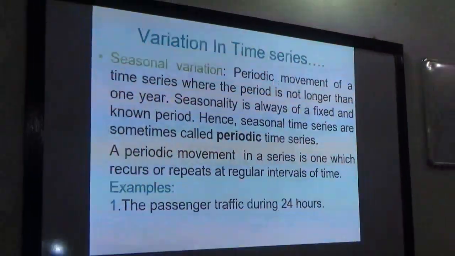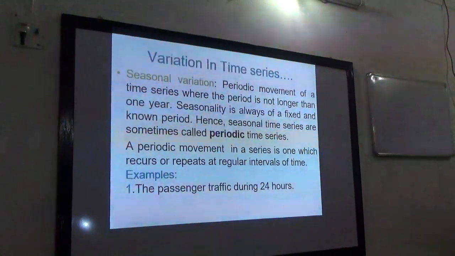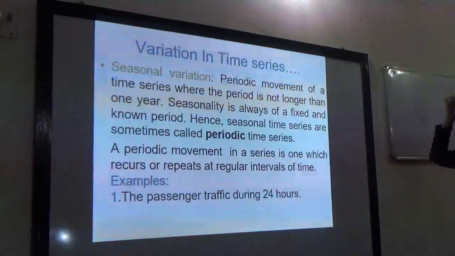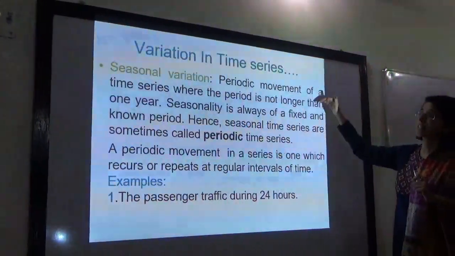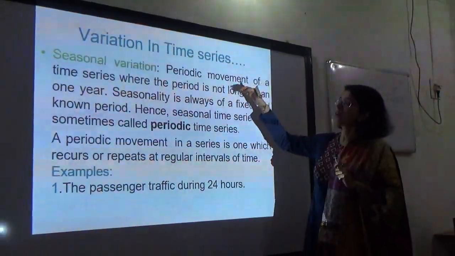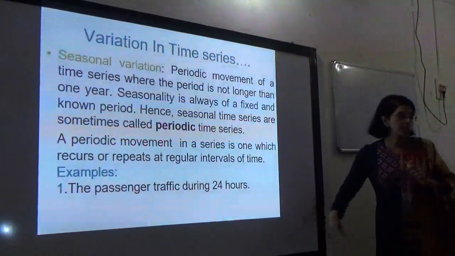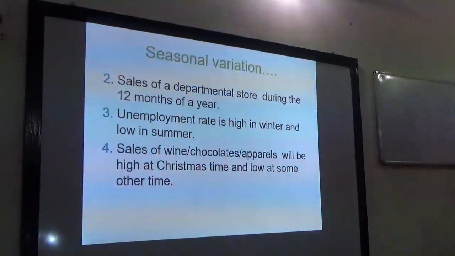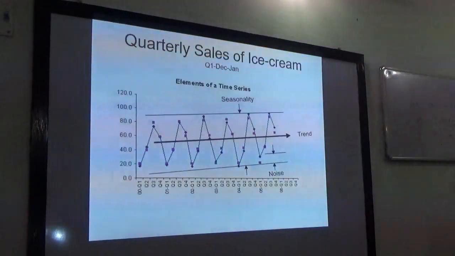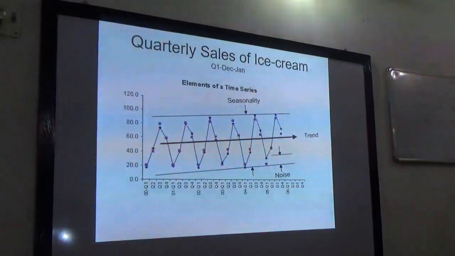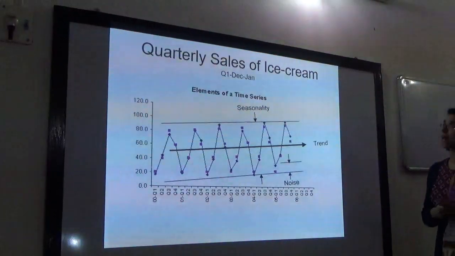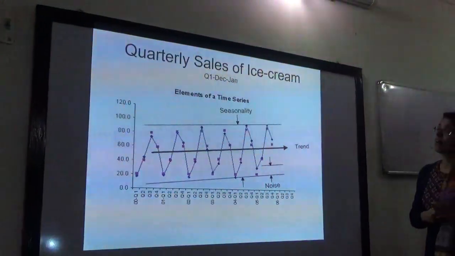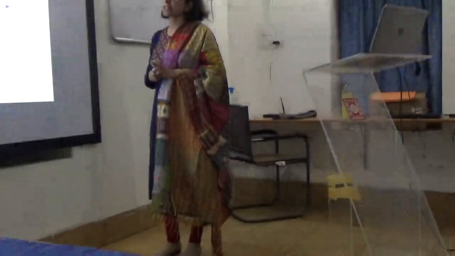I just want to talk about seasonal variations. There are some examples, and of course you will keep in mind that seasonal variation is not longer than 1 year. There are a few examples, such as sales of departmental stores. This is a very amusing example of seasonality, or seasonal fluctuation, of time series data.